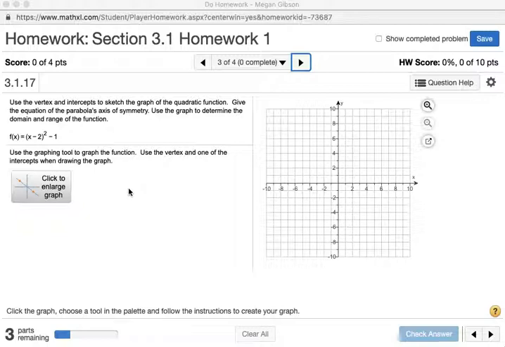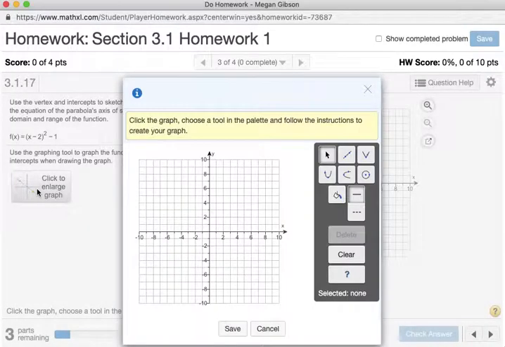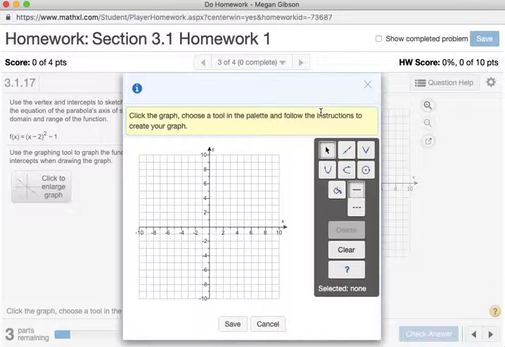And you'll see they have the graph over here on the right and this click to enlarge graph button over here on the left. So I'm going to click on that. And then it pops up in another window. And you'll see we have these options over here on the right. These are the options that we use for graphing. So the parabola button is on the left side of the second row. You'll want to click on this one, vertical parabola tool, not the horizontal parabola, but the vertical parabola.